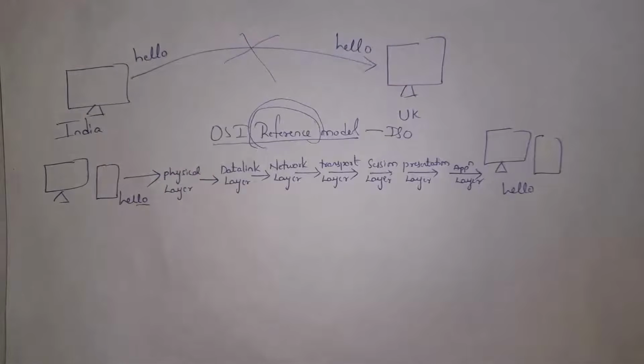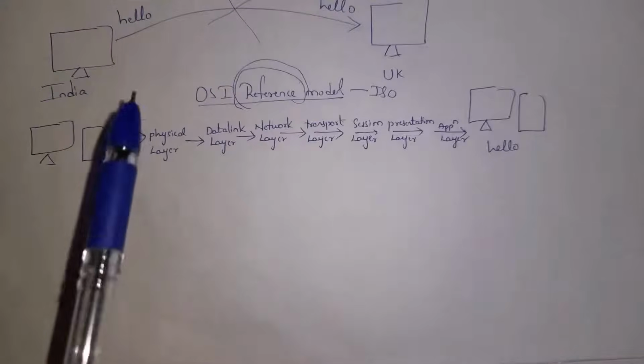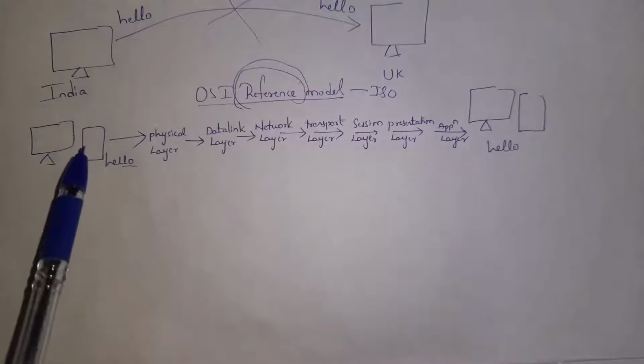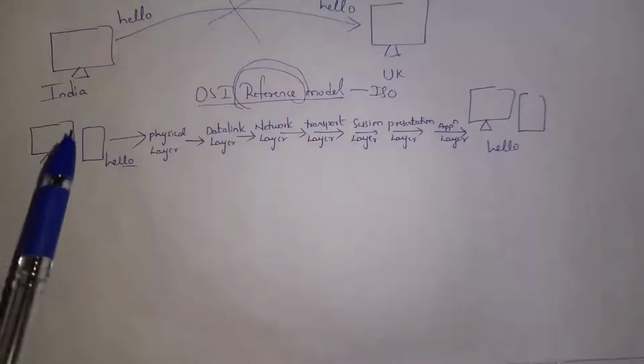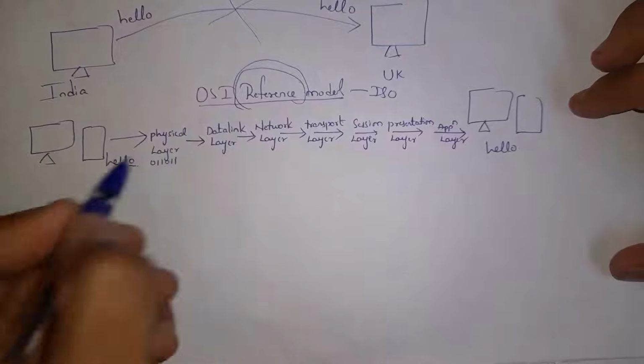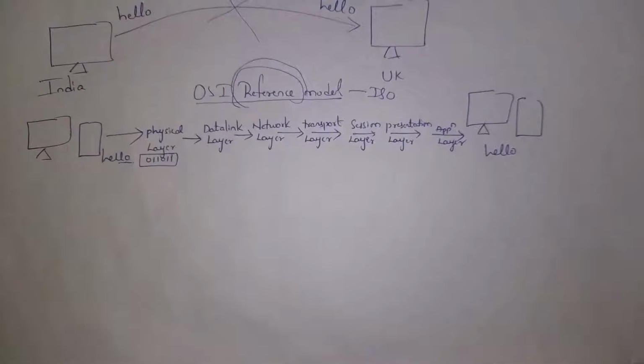Guys, the physical layer will also handle hardware components like cables, routers, switches, etc. After establishing the connection, the physical layer will convert our data into bits, that is zeros and ones. For example, I will send the message hello. The physical layer will convert my message into zeros and ones. So this hello is converted into zeros and ones like 0, 1, 1, 0, 1, and so on. So the duty of the physical layer is to convert our data into bits, that is in the form of zeros and ones.